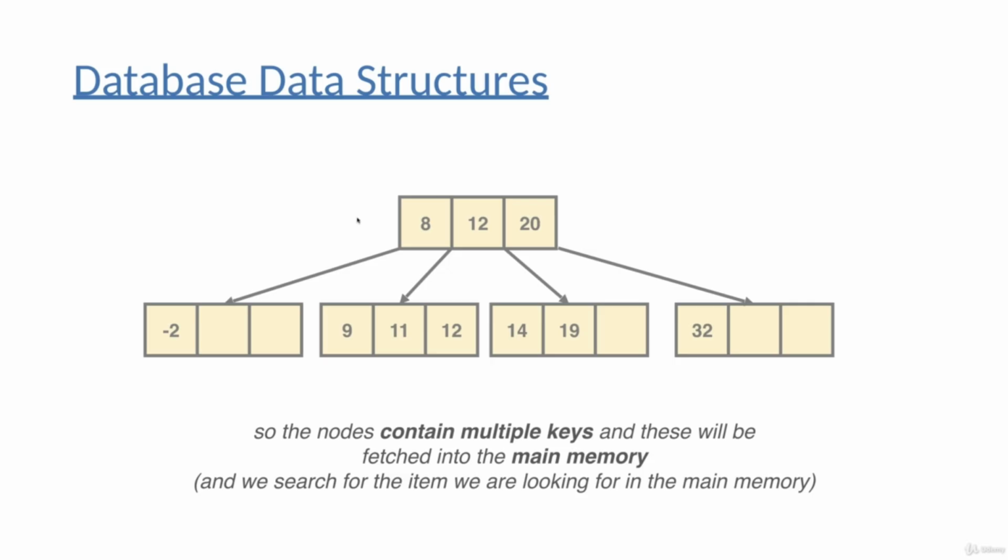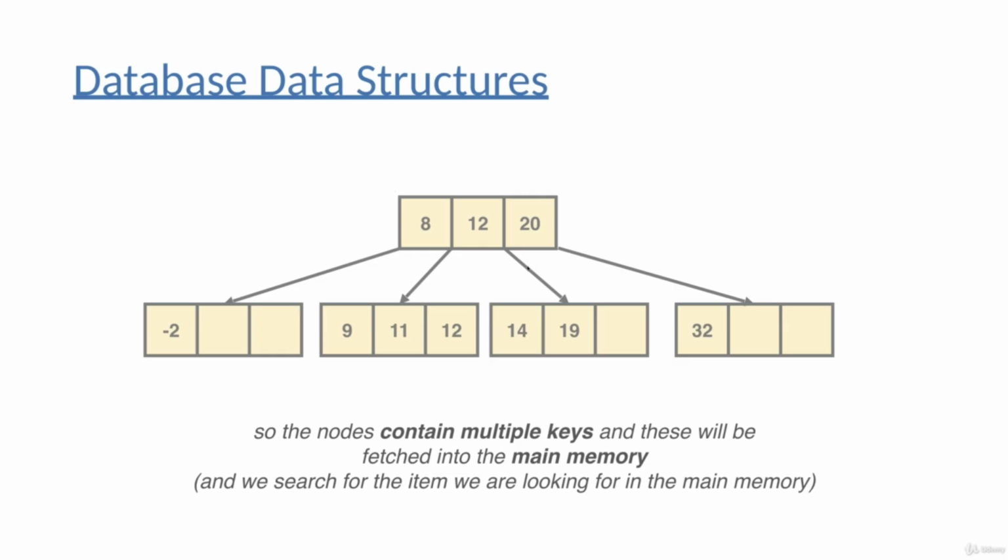And basically, in a database related tree-like data structure, there may be hundreds or even thousands of values associated with a single node in the tree-like structure. So the nodes contain multiple keys, and these will be fetched into the main memory, and we search for the item we are looking for in the main memory.